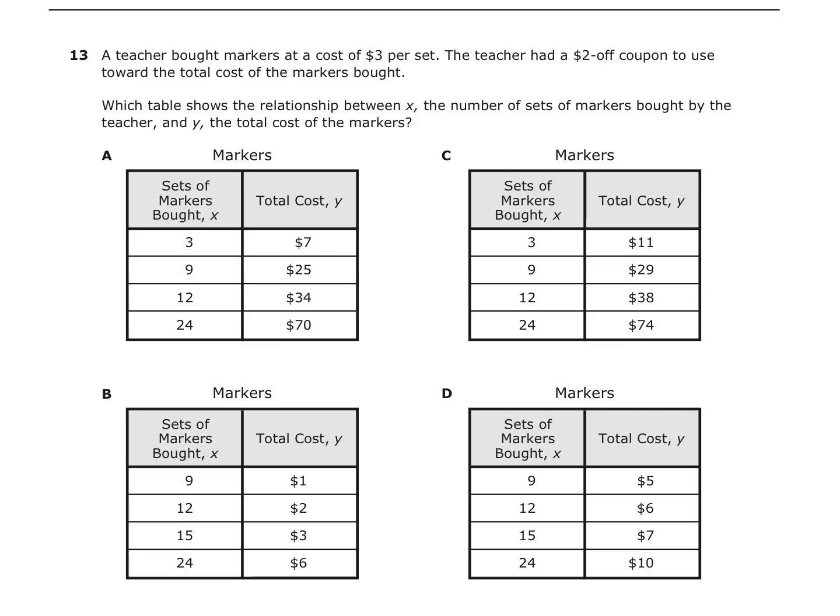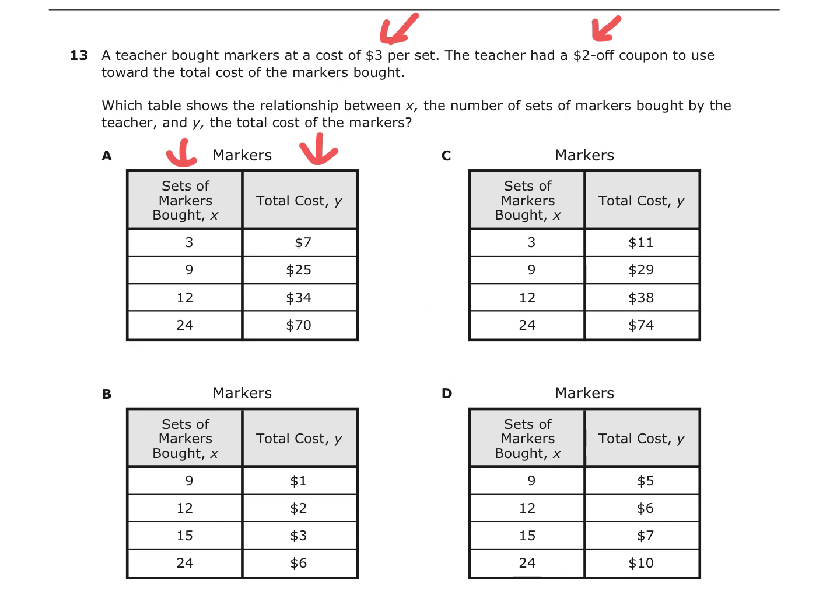For number 13, a teacher bought markers at a cost of $3 per set. So $3 for each set. And had a coupon of $2 off to use towards the total cost of the markers. Which table shows the relationship between X, the number of markers bought by the teacher, and Y, the total cost of the markers? So here's the number of sets, and here's the total cost.